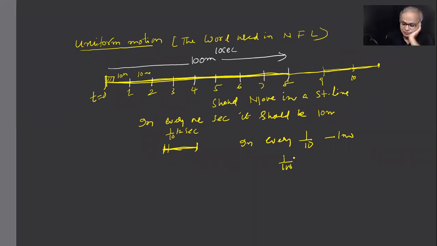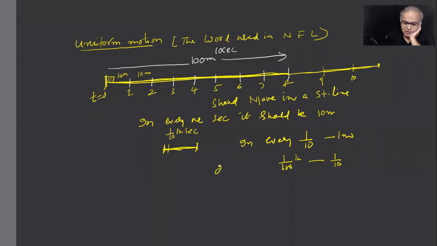Like that, you make this into 1/100th of a second. In every 100th of a second, the distance covered should be 1/10 of a meter. In all we made it into 10 intervals here. We'll make it into 100 intervals. We make it into 1000 intervals. In each equal time interval, the distance must be the same. Then you call it uniform motion.